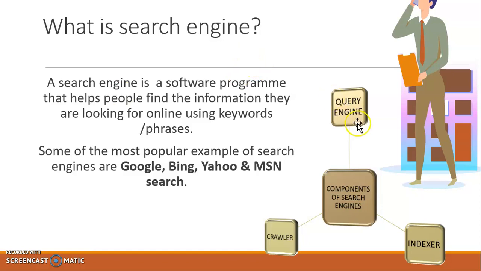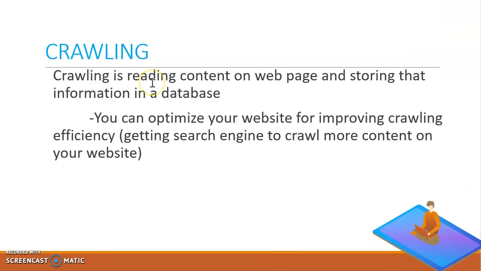A search engine works on three components. One is your query engine, where you can put your query. Next is your crawler and indexer. We will learn in further slides what all that is. First of all, crawling. What is crawling? Crawling is reading components on a web page and storing that information in a database. You can optimize your website for improving crawling efficiency, getting the search engine to crawl more content on your website.